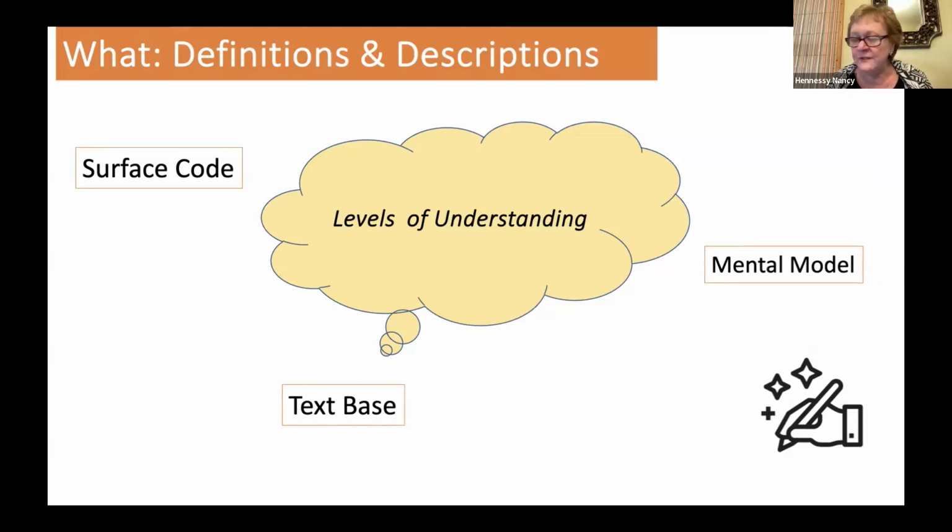So here I'm going to ask you to share in the chat box, and you can choose, all right? You can choose either surface code, text base, or mental model, all right? Just a few words that come to mind when I say those words to you, and then you reflect on them. So choose either surface code, text base, mental model, and let's just put a few words, whatever it is you're talking about. So surface code and a few words, or text base and a few words, or mental model in a few words, your understanding comes to mind for you, right? And Kirsten and Julia, I'll just ask you to kind of monitor the chat box.